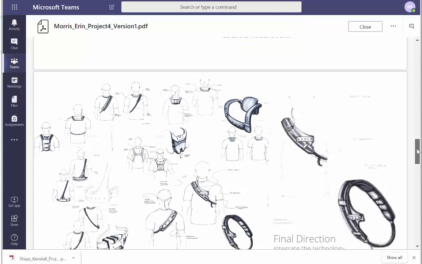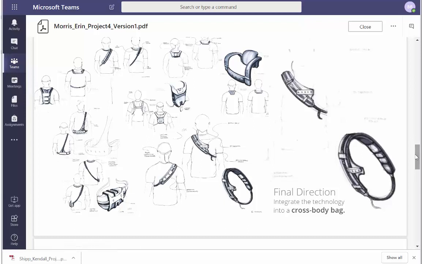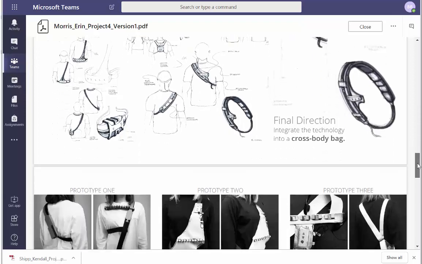All right, I want to see pros and cons as you're developing it. A crossbody bag, all right. What needs to fit in this crossbody bag?